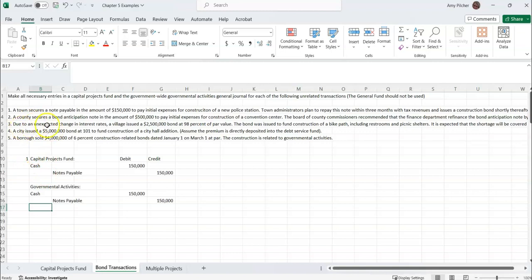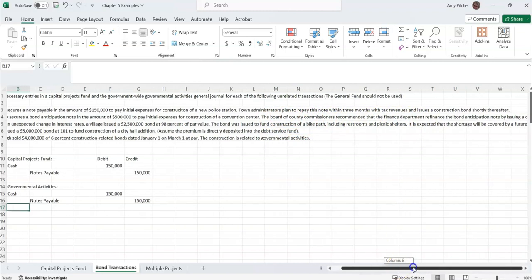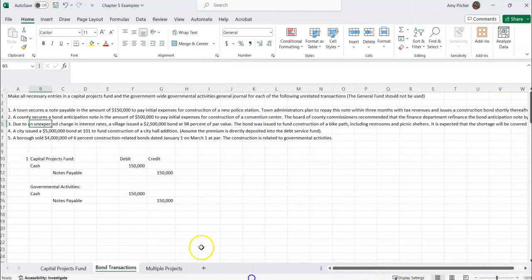Transaction two, a county secures a bond anticipation note in the amount of $500,000 to pay initial expenses for construction of a convention center. The Board of County Commissioners recommended that the Finance Department refinance the bond anticipation note by issuing a construction bond. Okay, so two, we have this bond anticipation note.